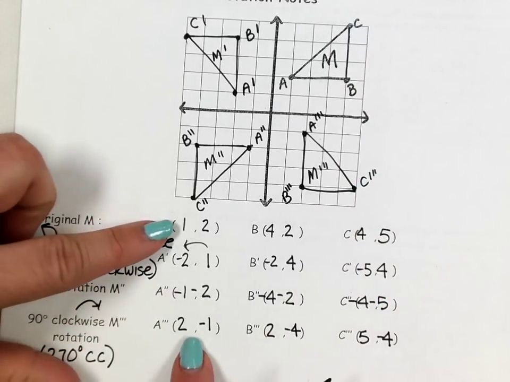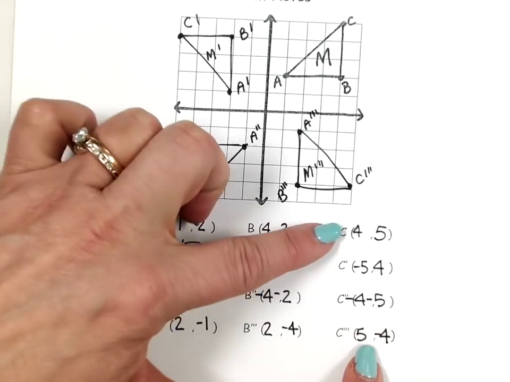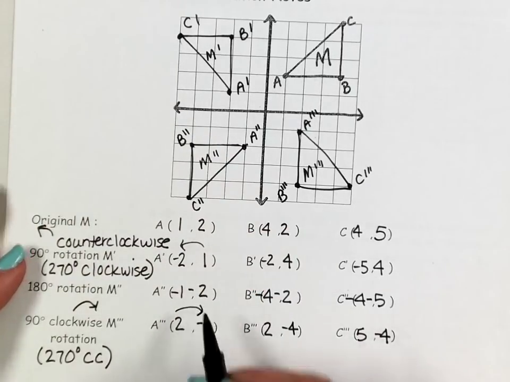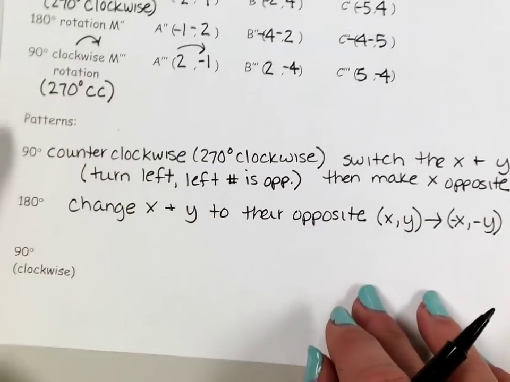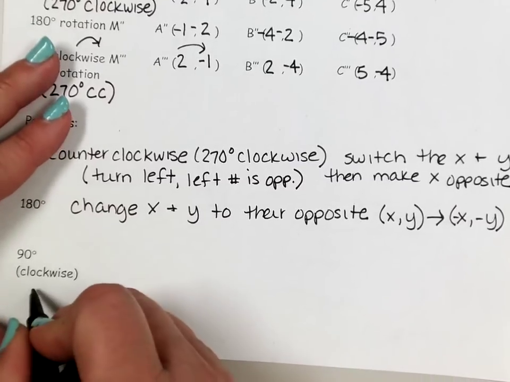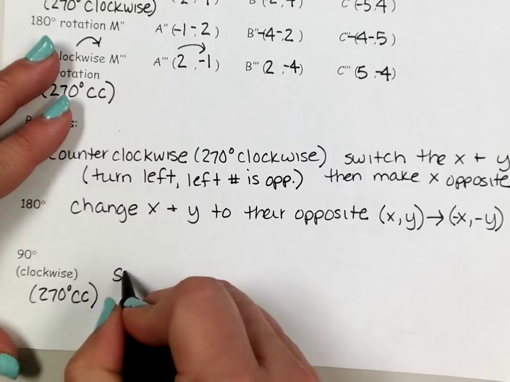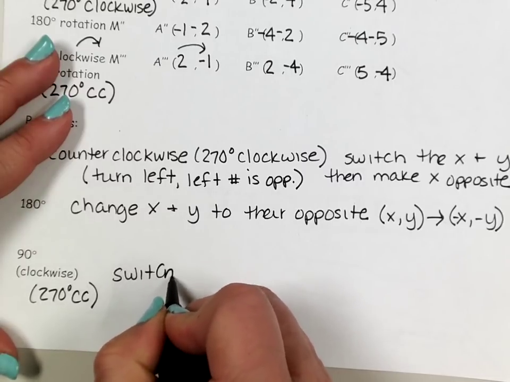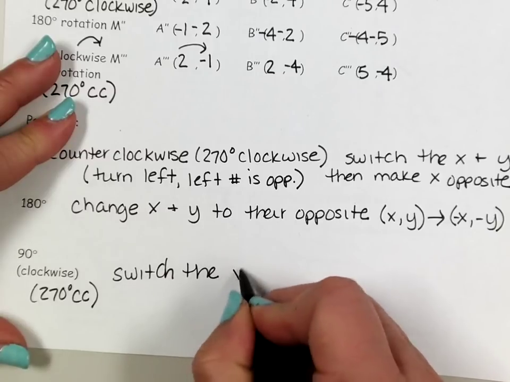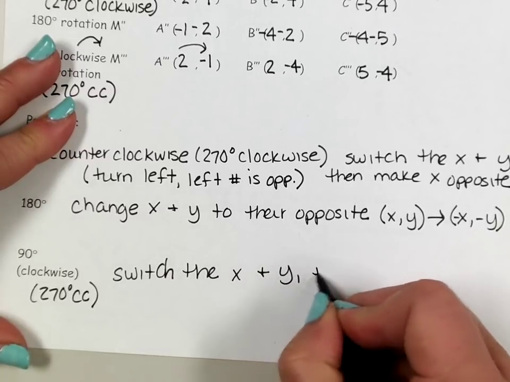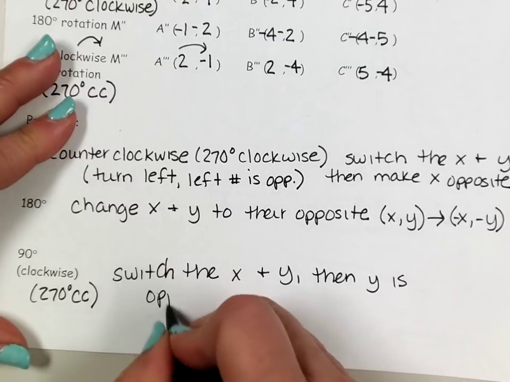So looking at the original to here, did I switch the order? Yes. Did I switch the order? Yes. Did I switch the order? Yes. But turning right made the one on the right change to the opposite. So here's the rule for 90 clockwise, which is the same as 270 counterclockwise. We are going to switch the X and Y, then Y is opposite.